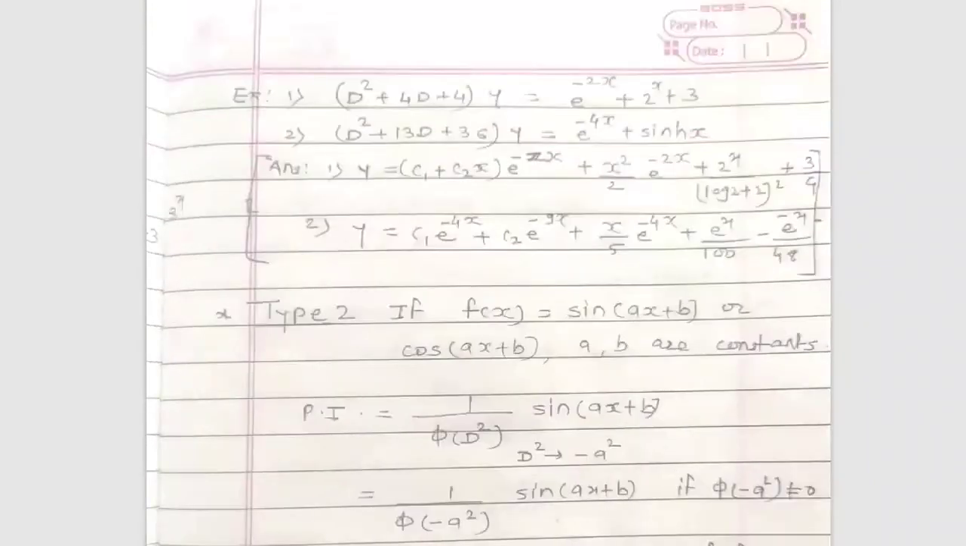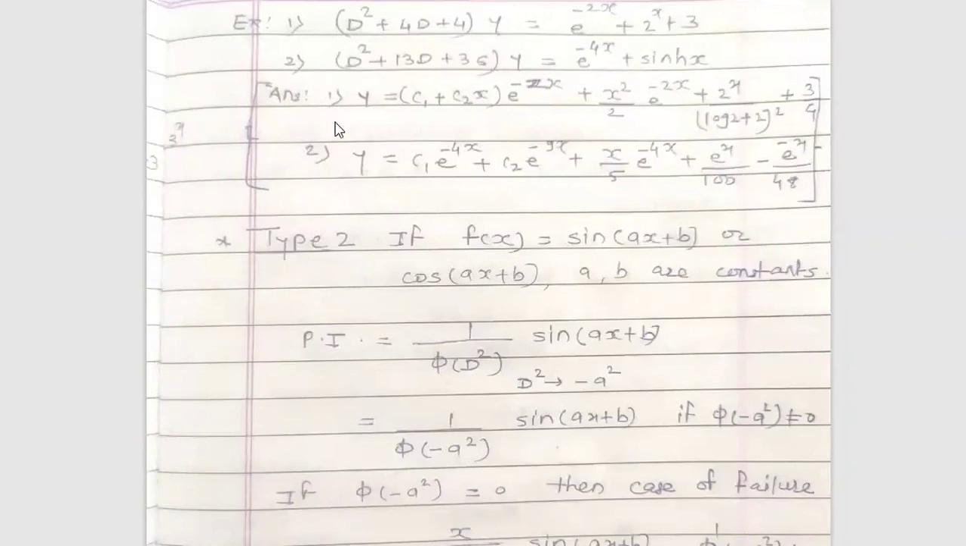So here are some examples for homework. (D square plus 4D plus 4) y is equal to e raised to minus 2x plus 2 raised to x plus 3. So this is the second example, and answers are given. You try to solve these two examples. You take it as a homework.